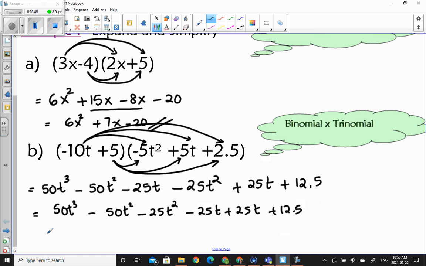So your final answer, you have 50t cubed. You add these two, you get negative 75t squared. These cancel out, plus 12.5, and that's your final answer.